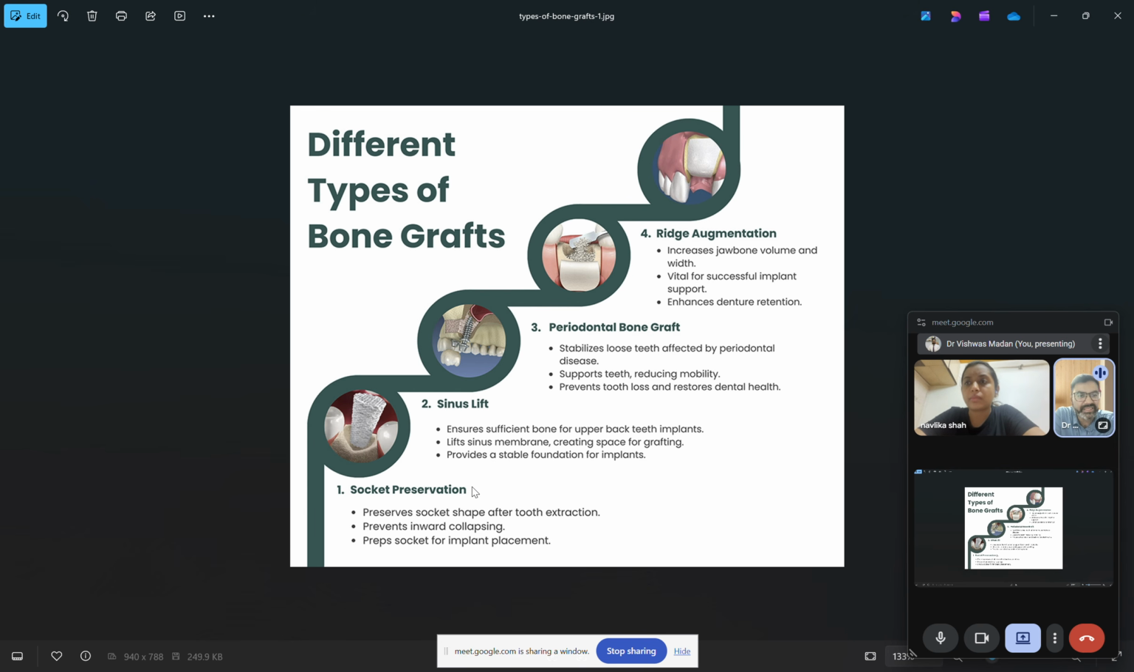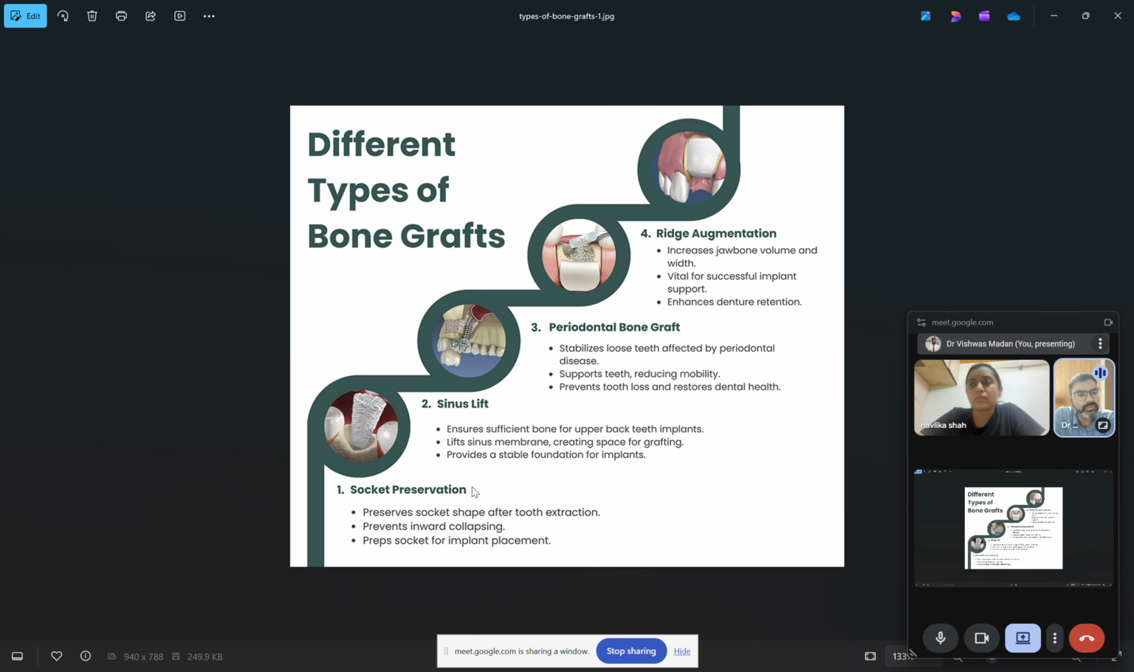So obviously we'll do minimally invasive extraction, but at that time also we'll understand if there is no good attached gingiva, if there is no good bone on the facial side of that tooth which we are extracting, we will need to do something on that day itself so that when we reach the implant stage we are not finding much difficulty. So when we put the graft at the same time when we have removed the tooth, it is known as socket preservation. We can do socket preservation immediately after extraction so that there is no collapsing of the bone segments.